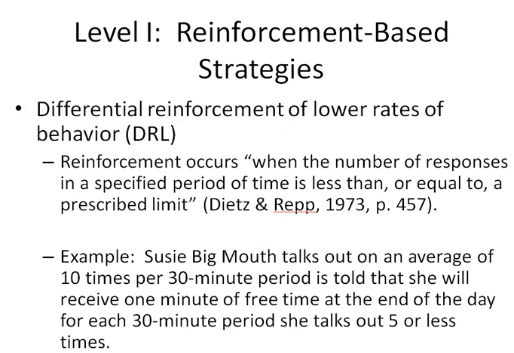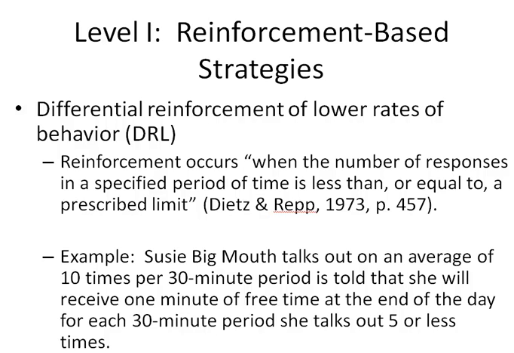The first level of strategies that we're going to talk about are reinforcement-based strategies. These are the DR family of strategies. The first one we're going to look at is differential reinforcement of lower rates of behavior, or DRL. In this strategy, you're going to reinforce or give reinforcements when the number of responses in a specified period of time is less than or equal to a prescribed limit.